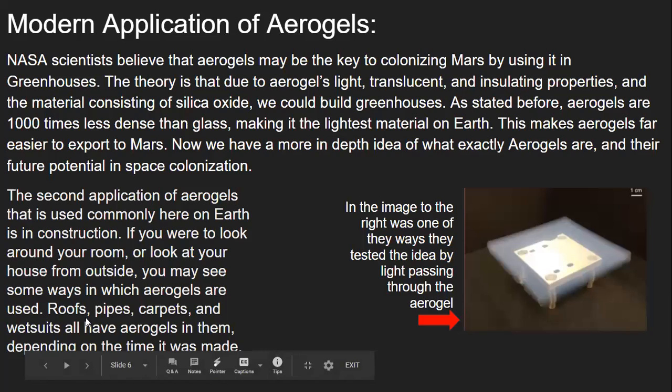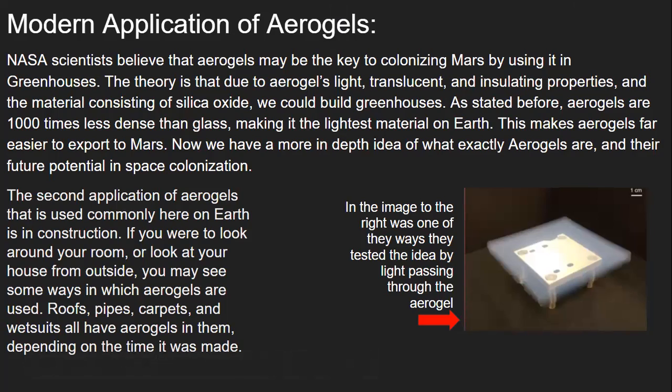Modern application of aerogels. NASA scientists believe that aerogels may be the key to colonizing Mars by using them in greenhouses. The theory is that due to aerogels' light, translucent, and insulating properties, and because aerogels are 1,000 times less dense than glass, making them the lightest material on Earth, this makes aerogels far easier to export to Mars. Now we have a more in-depth idea of what exactly aerogels are and their future potential in space colonization.